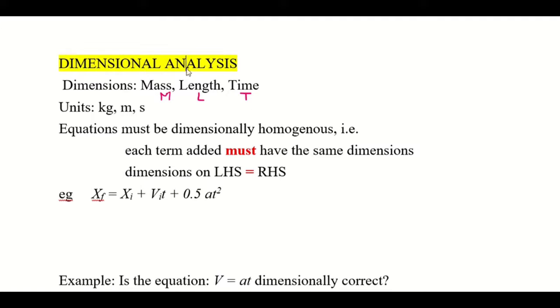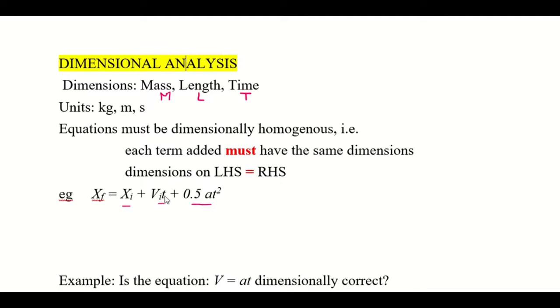Now, dimensional analysis tells us that equations must be dimensionally homogeneous, which means that each term that is added together, like these three terms, the first term, second term, and a third term, must have the same dimensions. So whatever the dimensions of the first term are must be the same as that of the second term. The second term consists of two parts, a v and a t. And here it consists of an a and a t squared.